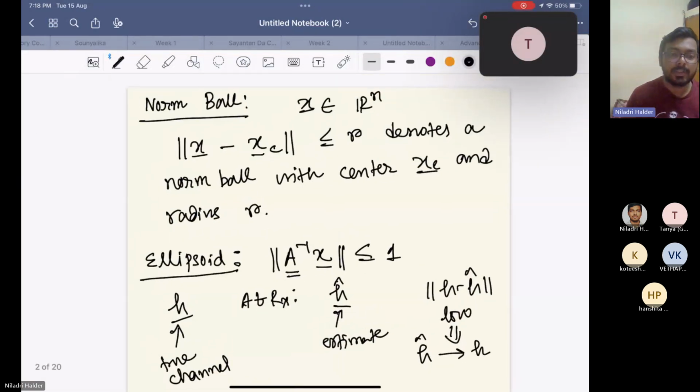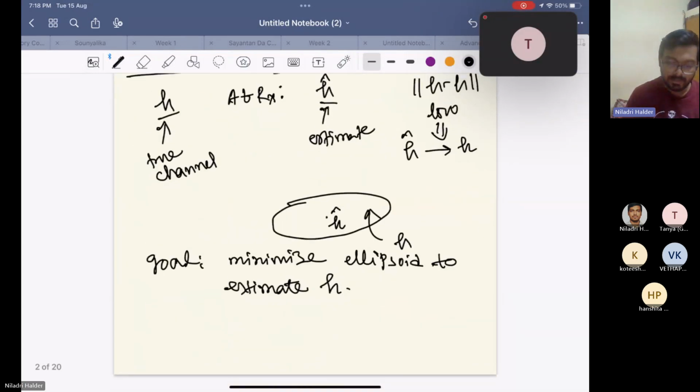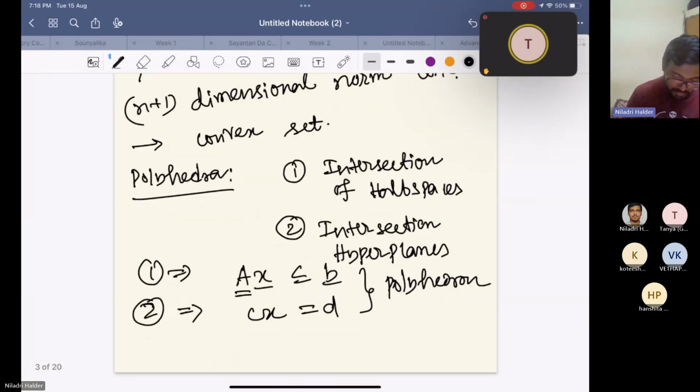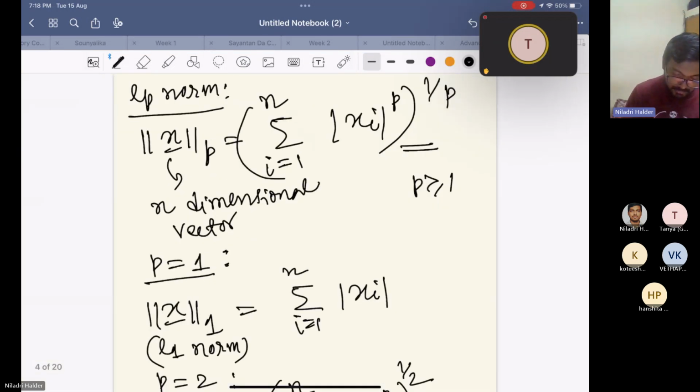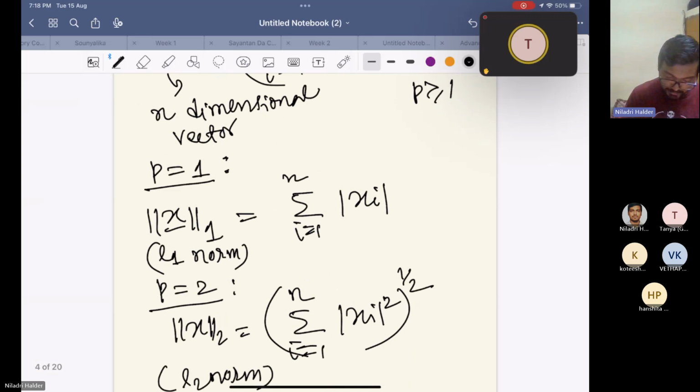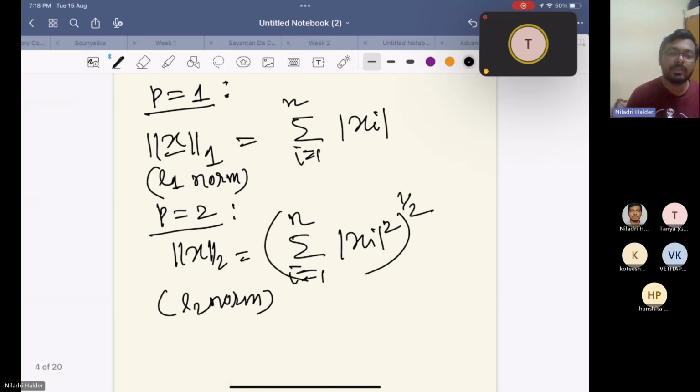So first I revised: what is a norm ball, an ellipsoid, and then what is a norm cone and a polyhedron. Then I have also shown the different diagrams here.